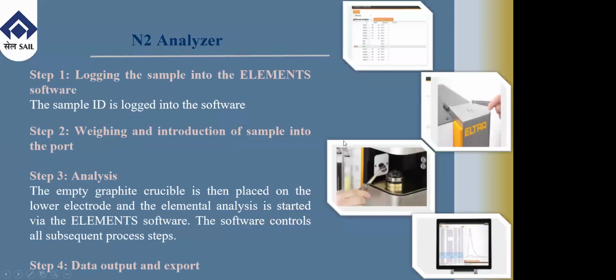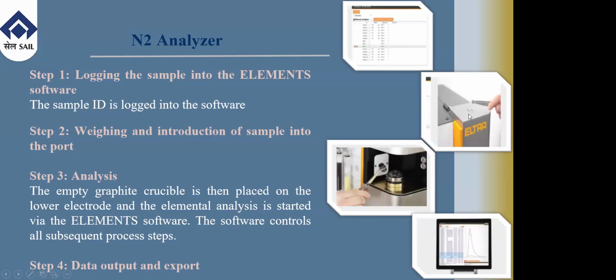I will just explain the principle of the nitrogen analyzer. In the nitrogen analyzer, two kinds of samples can be measured: one is a pin sample, another is a chip sample. But chip samples get oxidized easily, so it is better to use pin samples. For these pin samples, first their weight is taken and logged into the software. After that, the pin sample is put into the sample porter, as you can see from this picture.